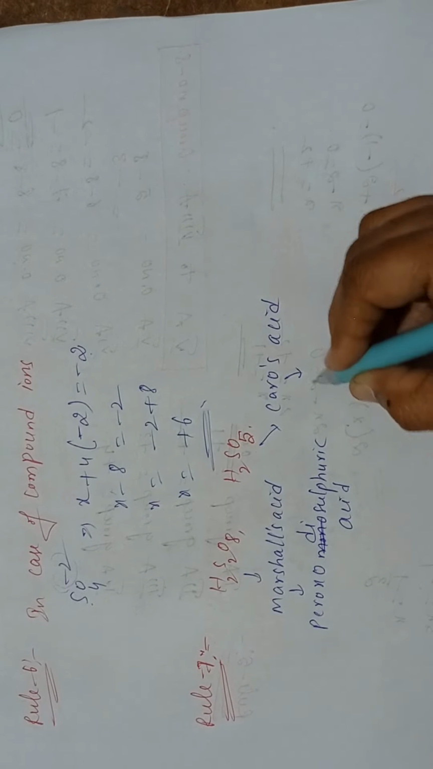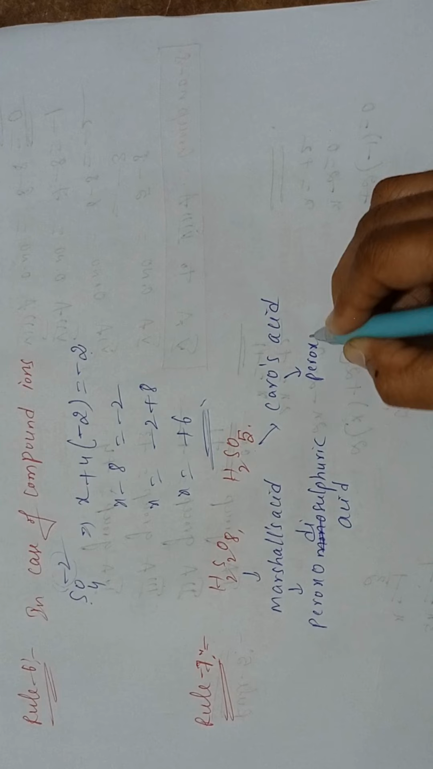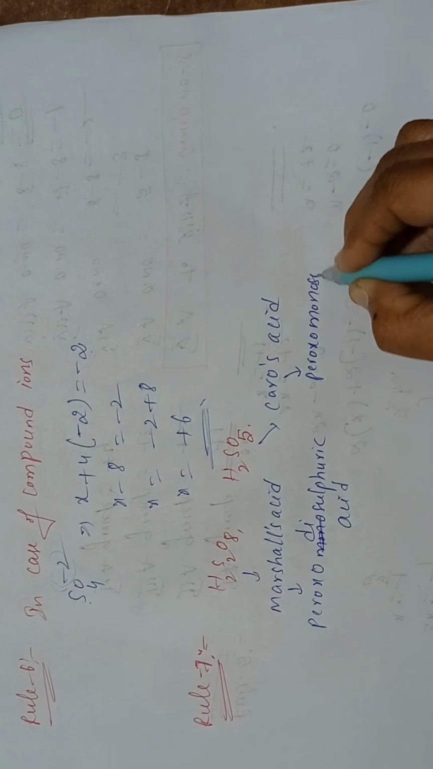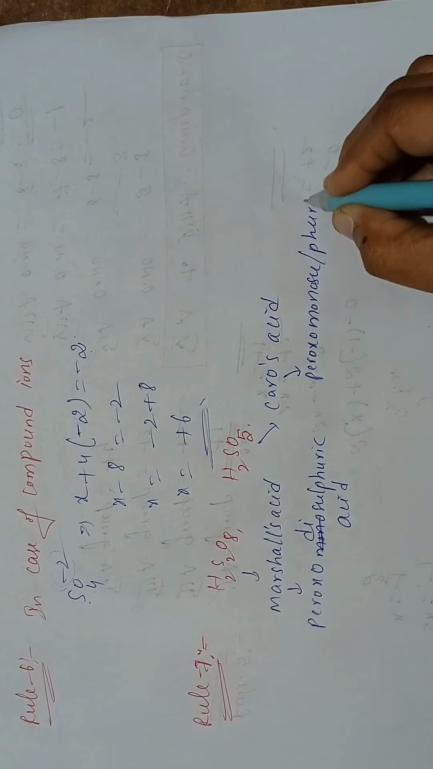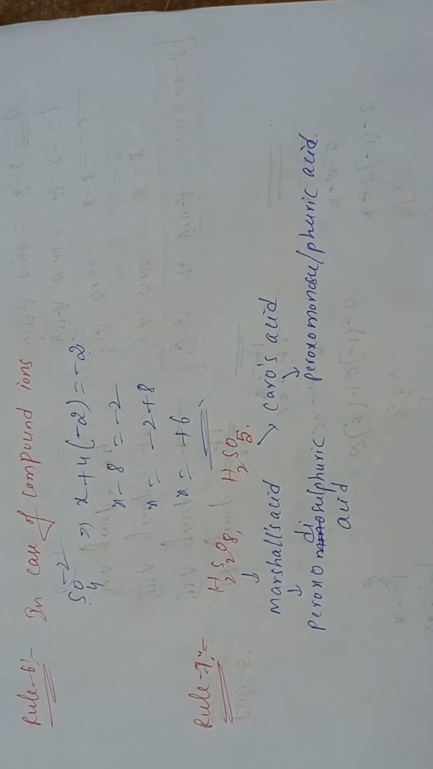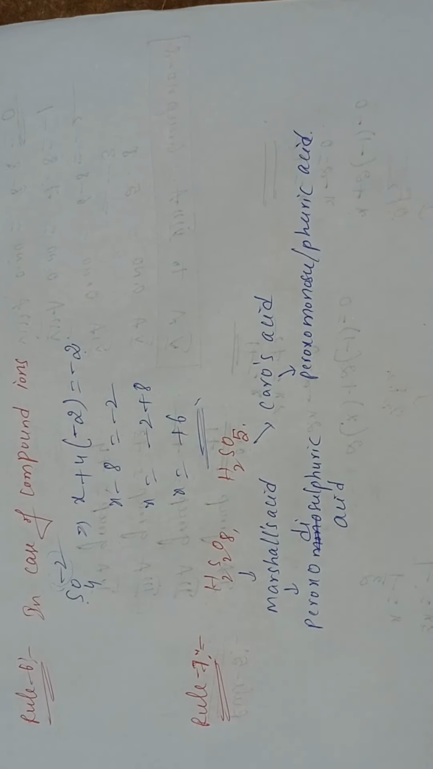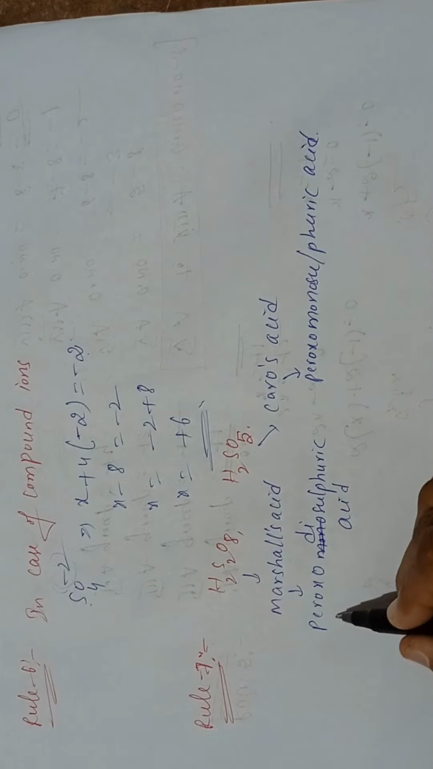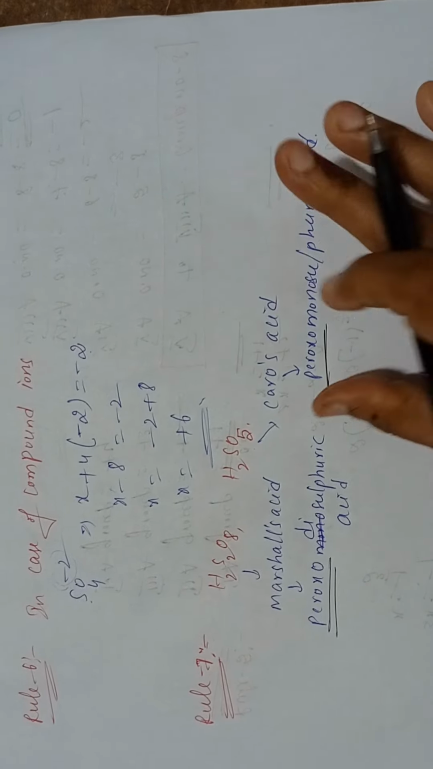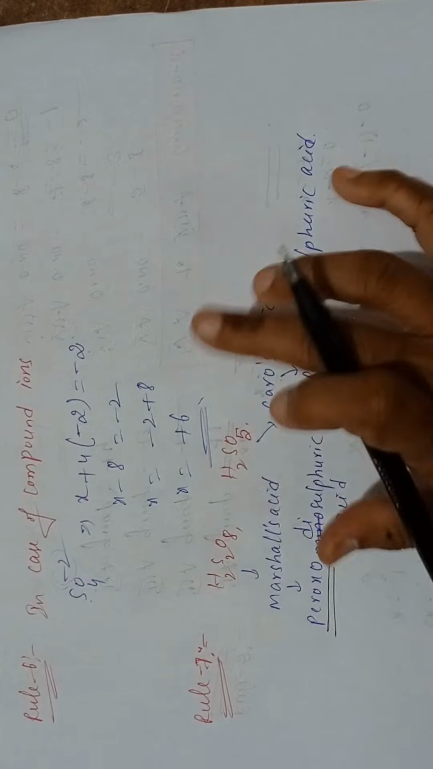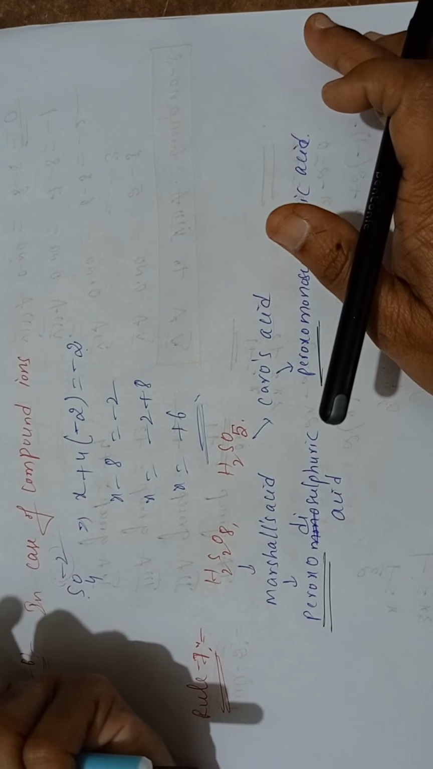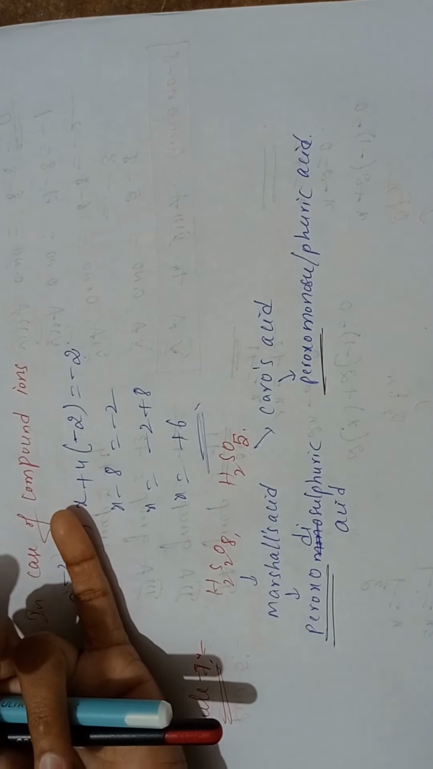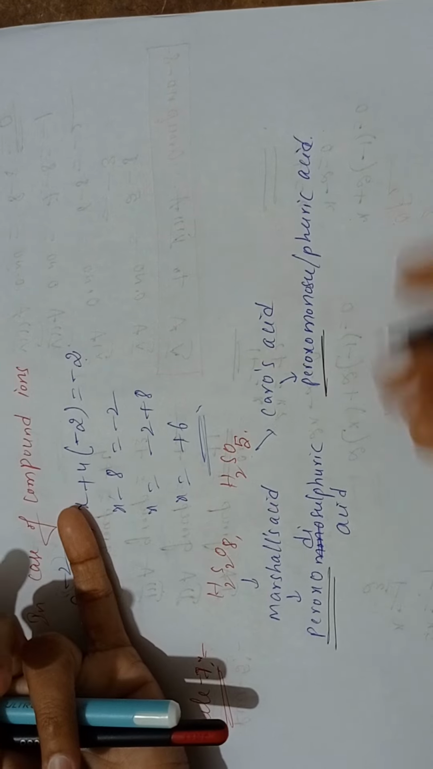This name is peroxomonosulfuric acid. Clear? Now coming to the structure, students: peroxo means a peroxy linkage is present in these two compounds. Now how do we find the oxidation number of sulfur in those cases with a peroxy linkage?